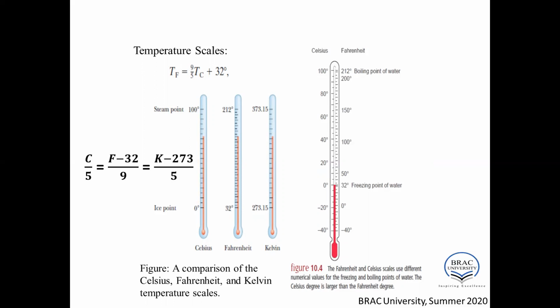Say if the Celsius scale is given, say 20 degrees Celsius, then you can convert it into Fahrenheit or Kelvin using this equation. Here, three different thermometer scales are shown in this figure. In the Celsius scale, the ice point is 0 degrees, in Fahrenheit 32, and in the Kelvin scale 273. These are the relations between the temperature scales.